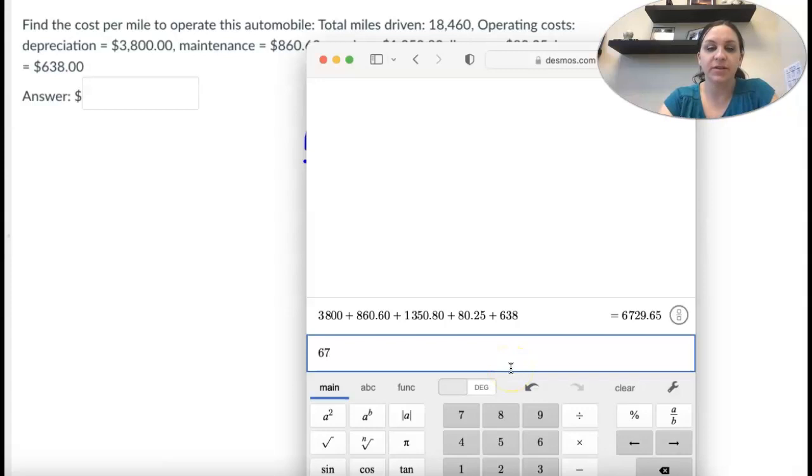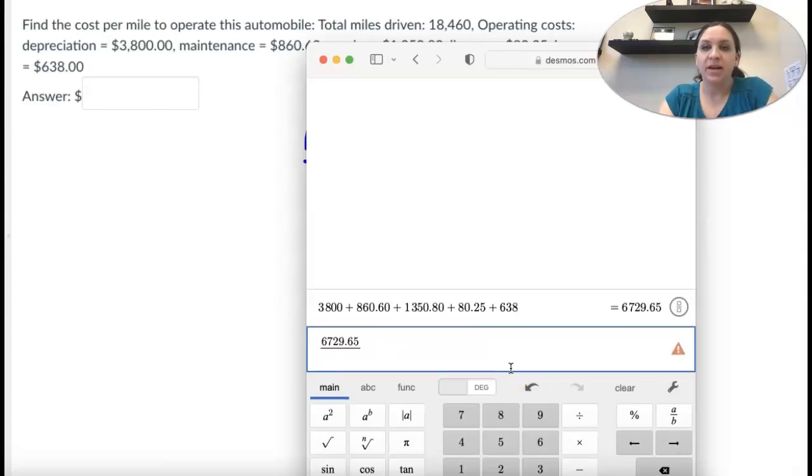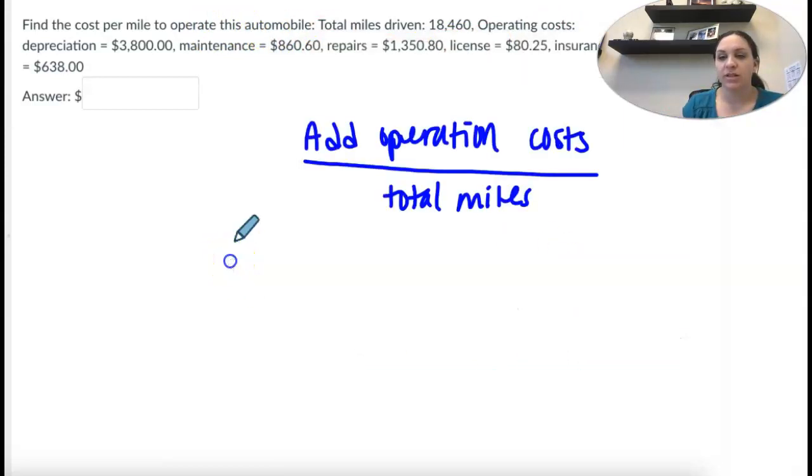So $6,729.65. And we're going to divide that by the miles driven. So 18,460. So the cost per mile to operate is 0.364.